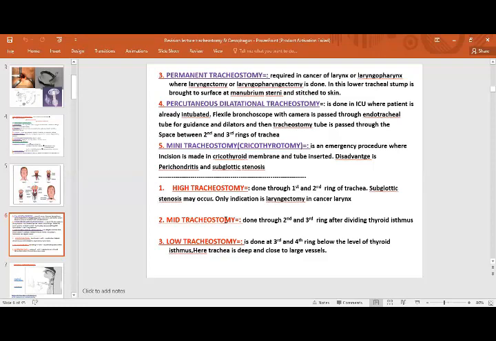What is mid tracheostomy? This is basically done routinely, that is through the second and third rings after dividing the thyroid isthmus. A low tracheostomy, of course, is done through the third and fourth rings. But again, an important thing: if you remember the anatomy of the trachea, you can see that there are a lot of very important vessels present in the lower area below. So we are very close to those large vessels.